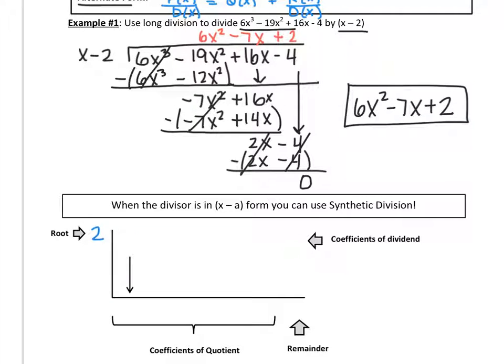And what goes here on top are all of the coefficients of the thing that I need to divide. So I'm going to put a coefficient of a 6 right here, then a negative 19, 16, and negative 4. So these are the coefficients of the dividend, the 6, the negative 19, the 16, and the negative 4. Then you bring down the first term, and you get a 6. And then you bring it down, and you multiply. 6 times 2 gives you 12, and that goes here.